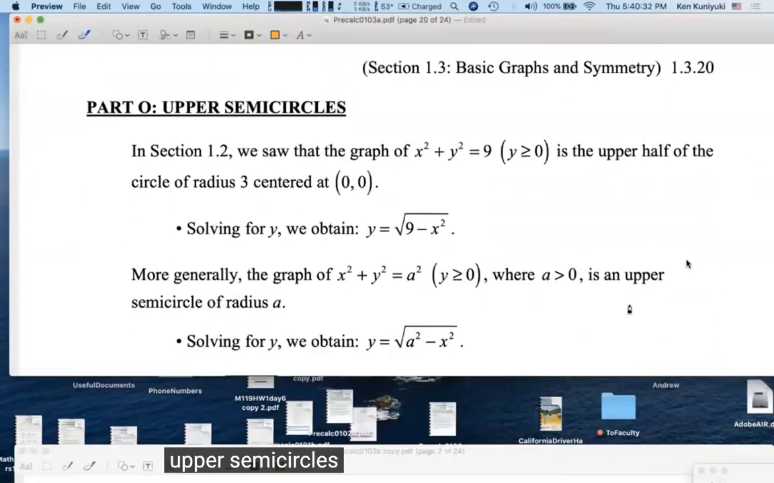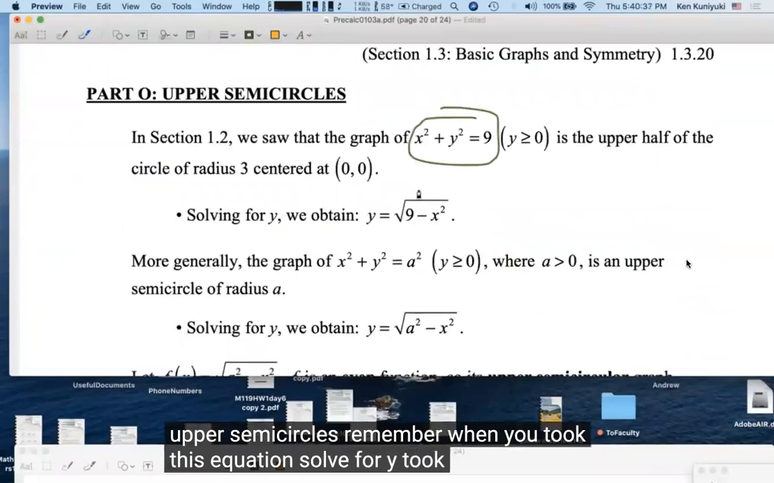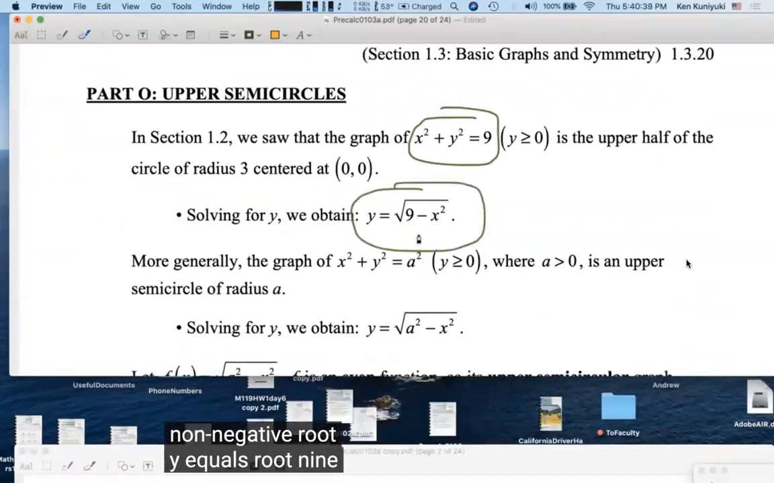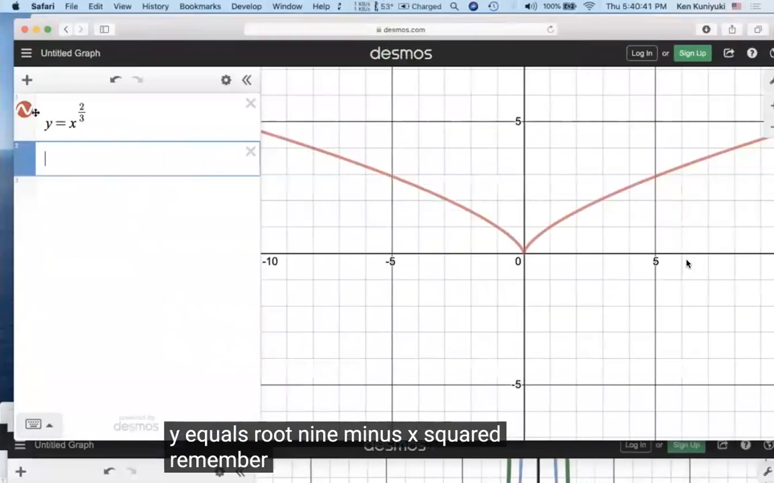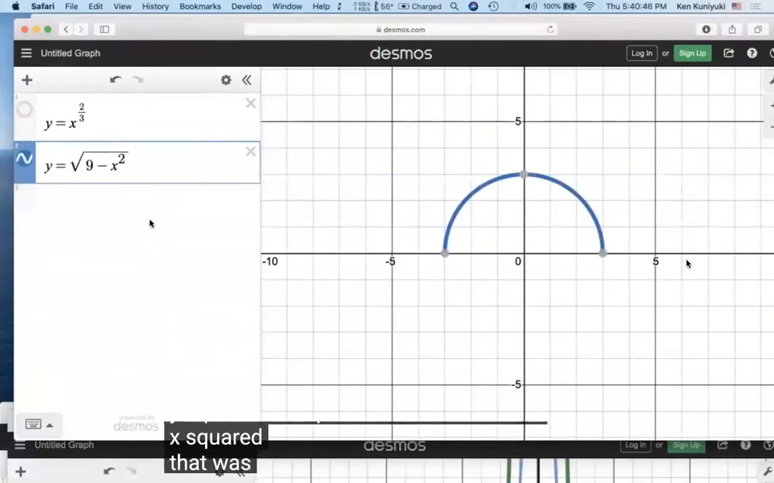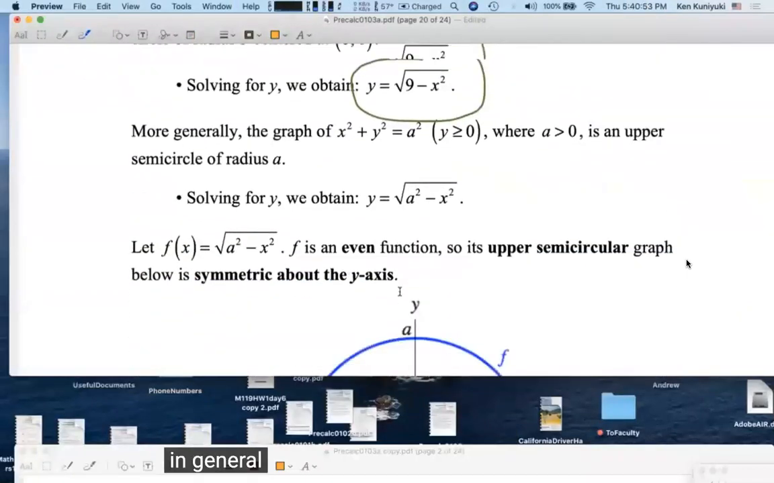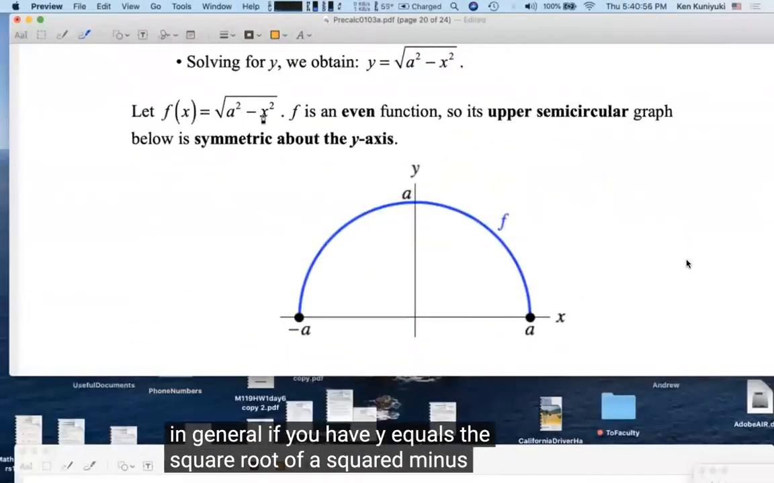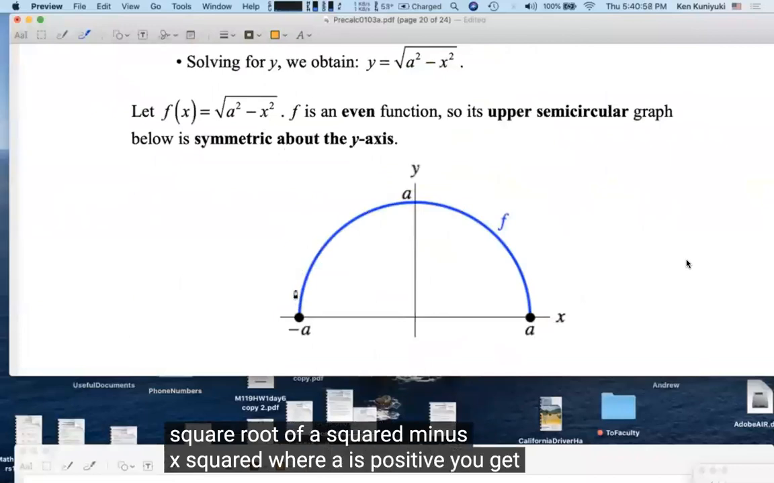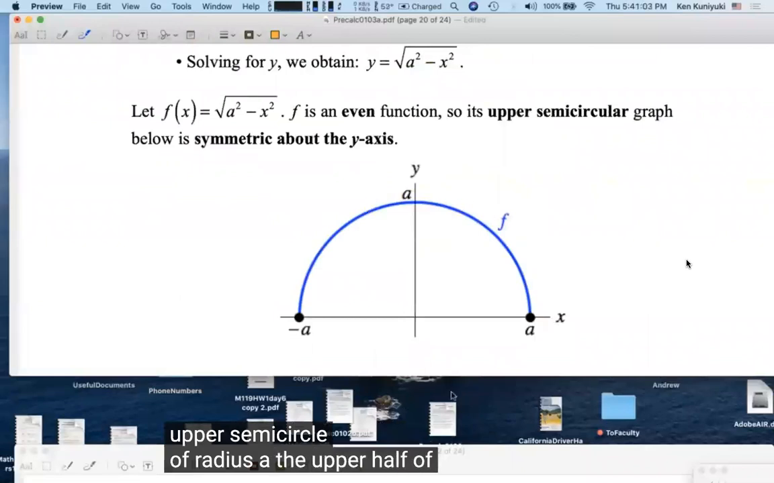Upper semicircles. Remember when you took this equation, solved for y, took the non-negative root: y equals the square root of 9 minus x squared. That was the upper half of a circle of radius 3, centered at the origin. In general, if you have y equals the square root of a squared minus x squared, where a is positive, you get an upper semicircle of radius a, the upper half of a circle centered at the origin. Remember this form.